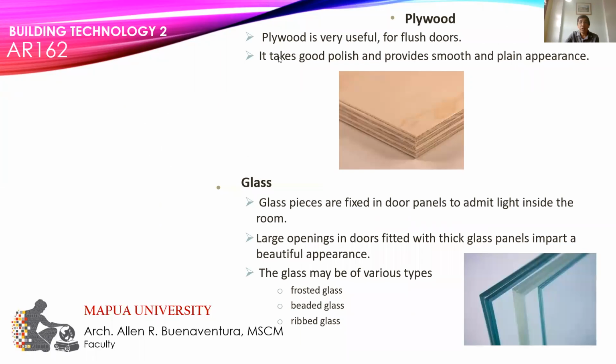So another type of door that is being commonly used is plywood. Plywood is very useful for flush doors. It takes a good polish and provides a smooth and plain appearance. If the frame is either wood or steel, you can use plywood as the main panel for the door. Sometimes a glass piece is fixed in a door panel to admit light inside the room. So if you want to admit light, you need to use a glass door.